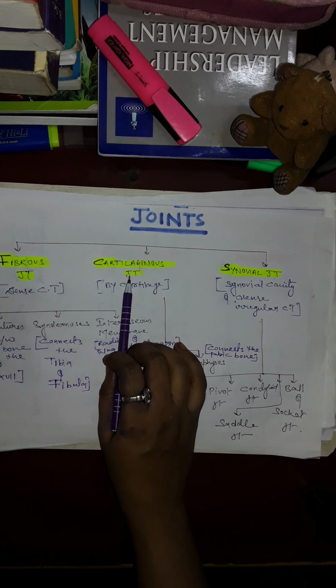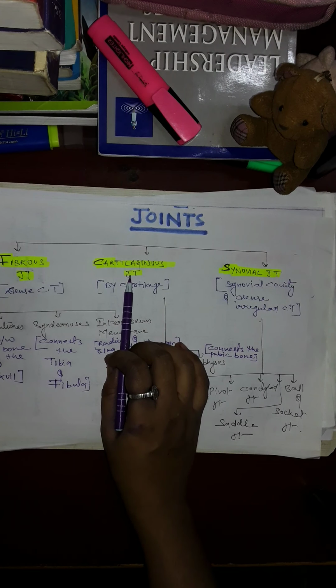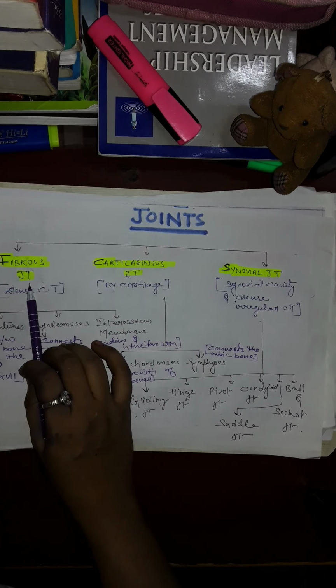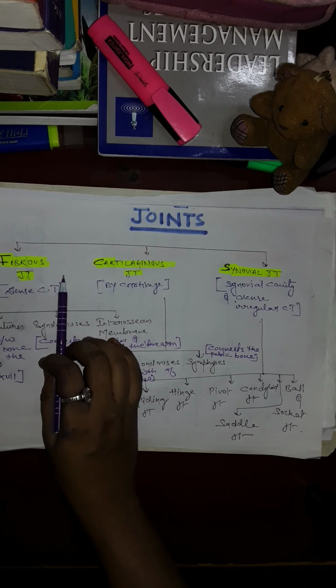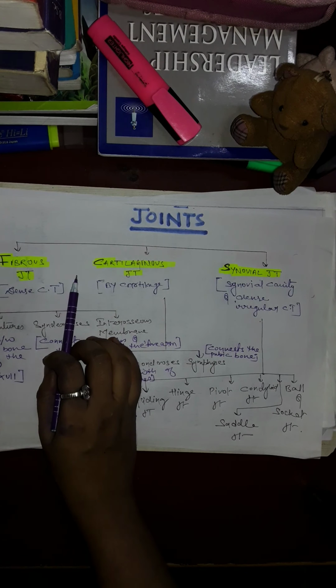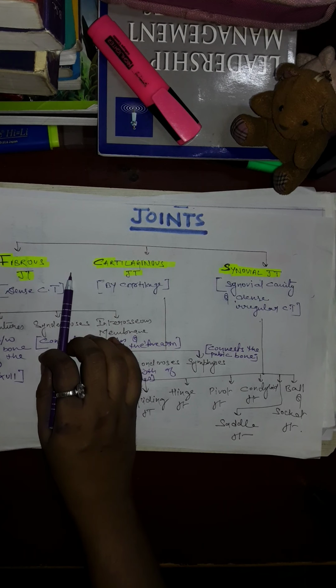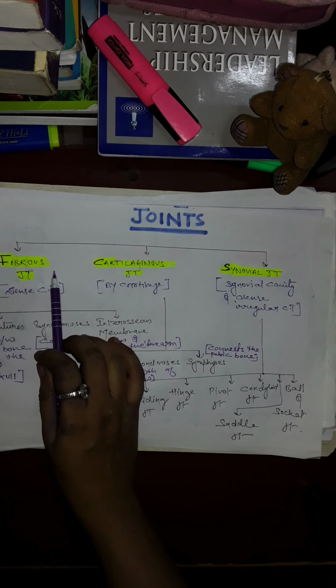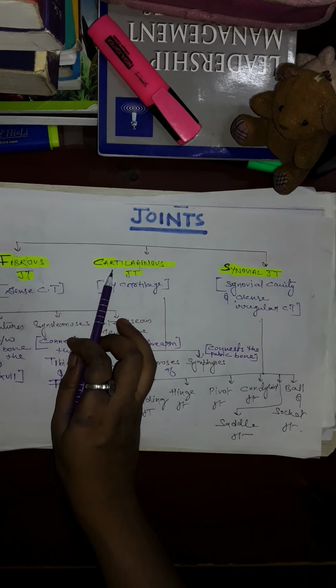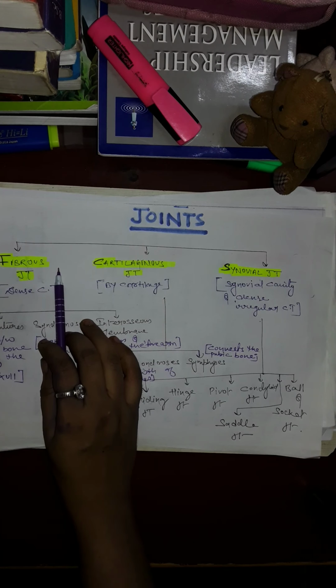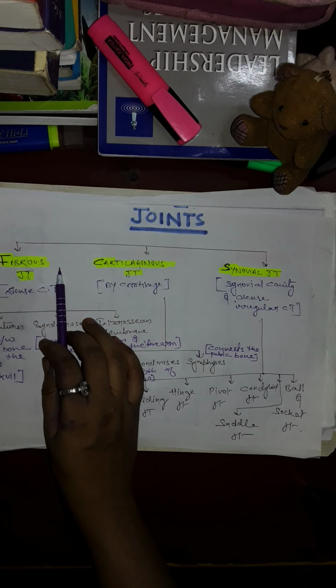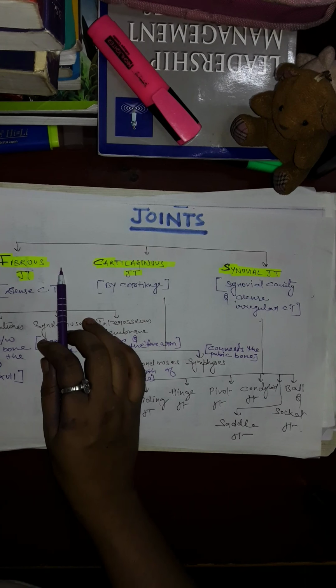So next I would like to explain more about the cartilaginous joint and fibrous joint. There are two common things in between the two joints. The first one is there is a lack of synovial cavity in the fibrous joint and cartilaginous joint, and they both allow their bones little movement or no movement.